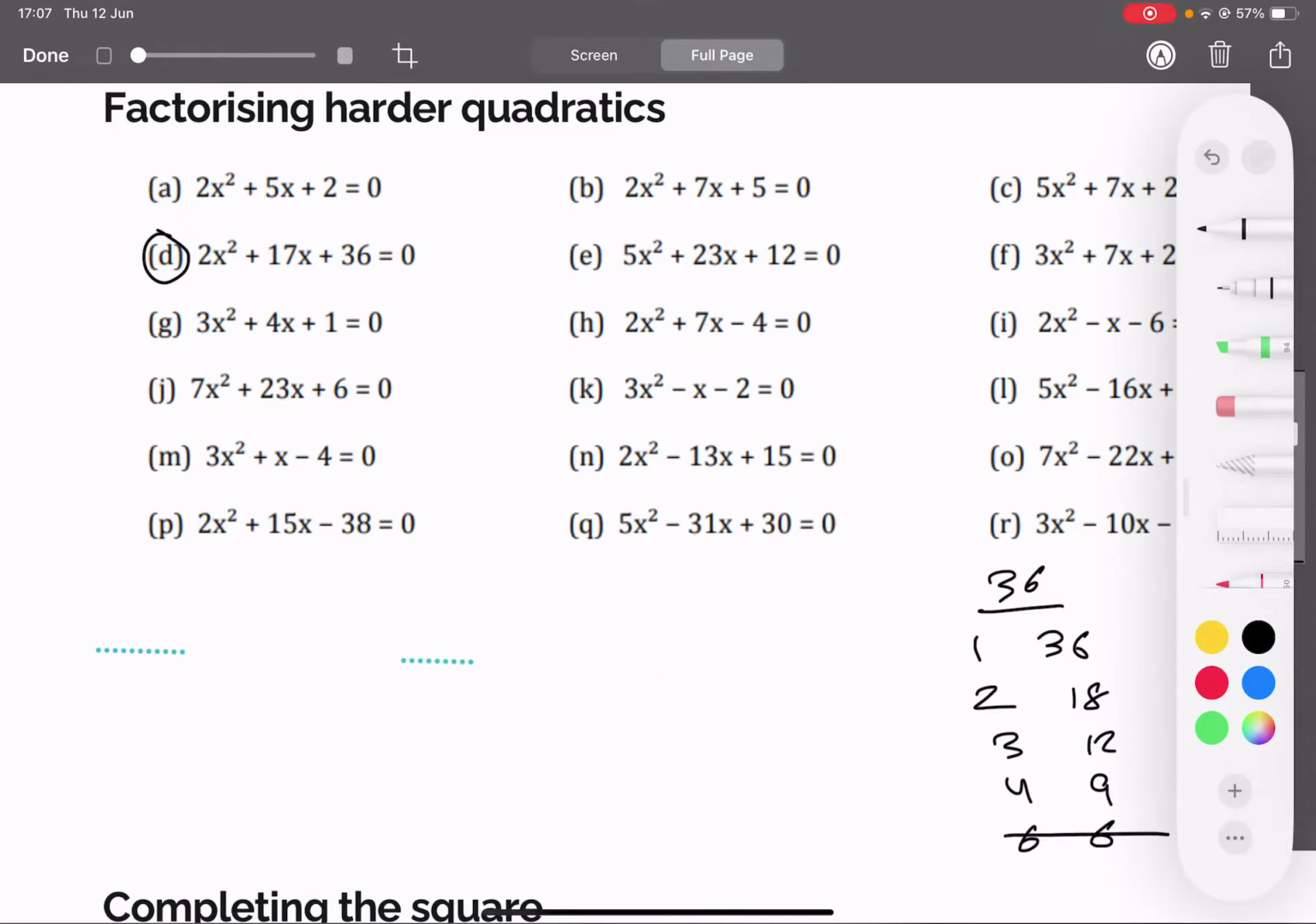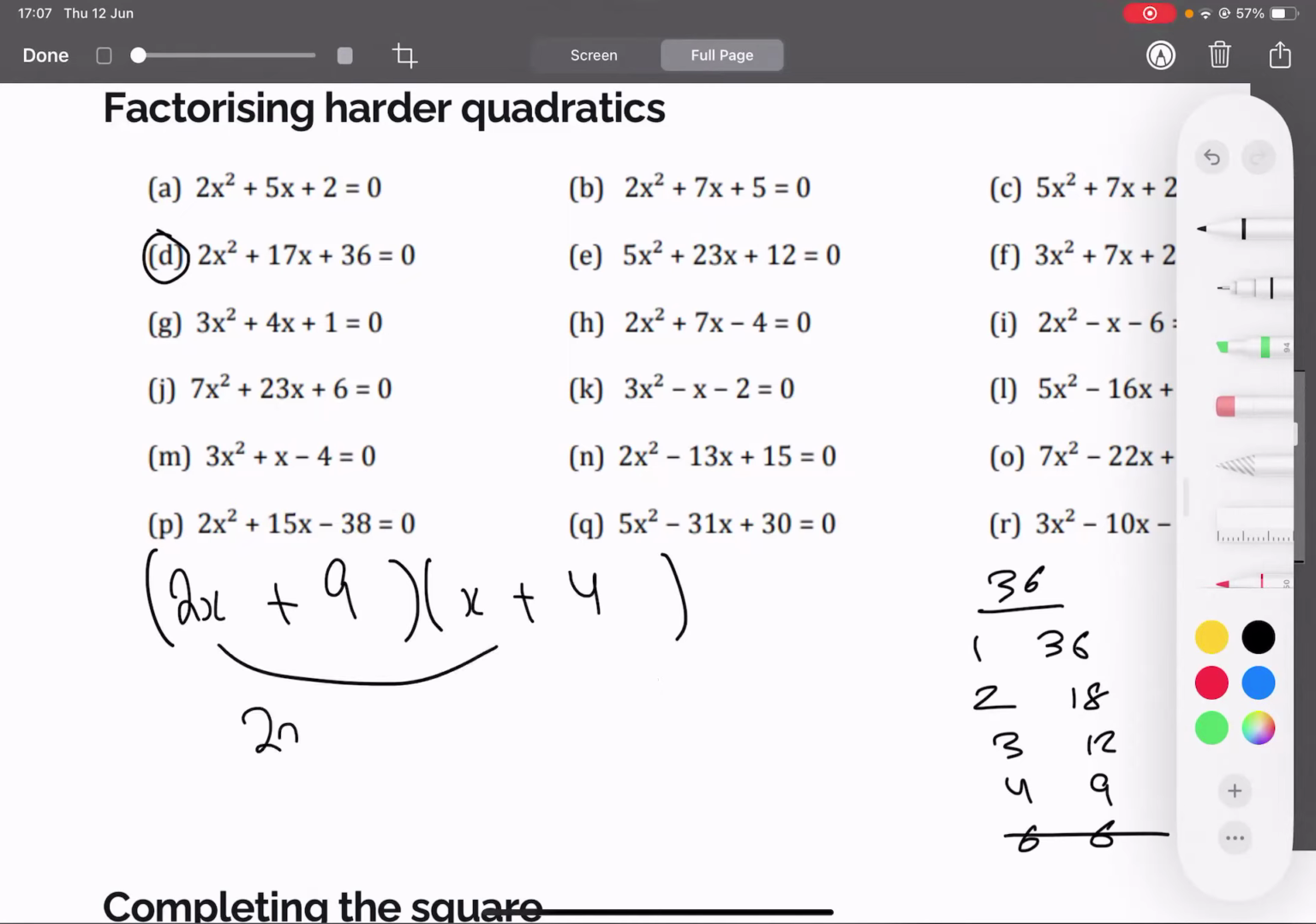We just have to get rid of that one. We try 4 and 9 or 9 and 4, see what happens. Which one do you want to try? 9 and 4 or 4 and 9? 9 and 4. Okay. Expand it. 2x squared plus 8x plus 9x plus 36. Does that work or not work? Yeah, that works. Perfect. Get rid of this and then write the answer.